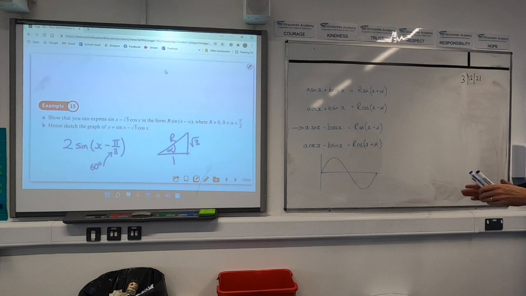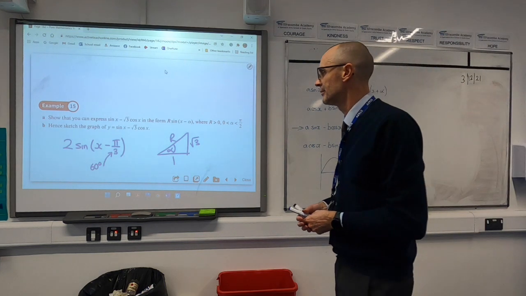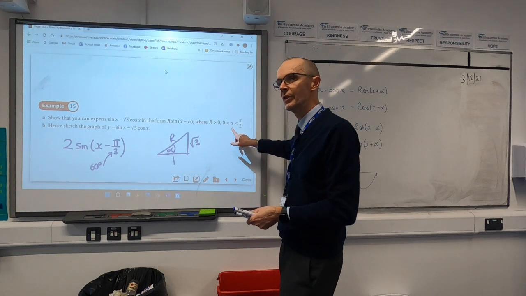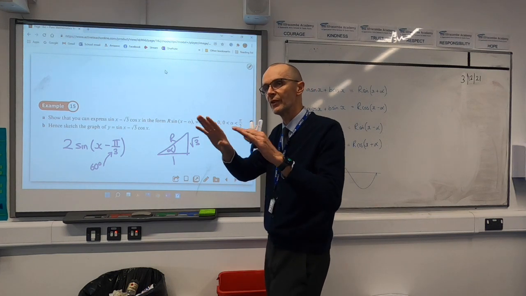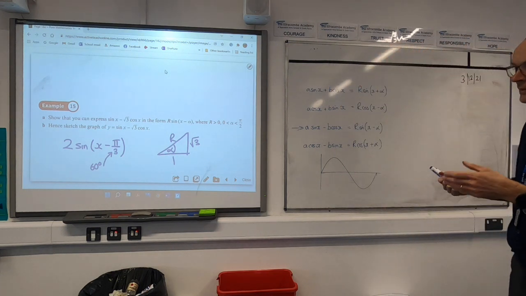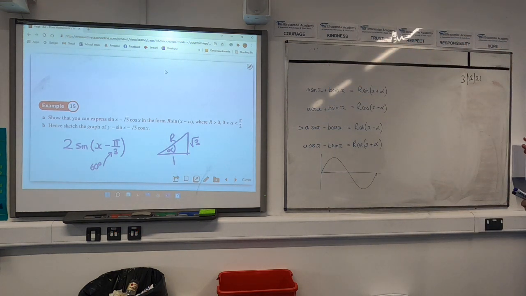So I've worked out my R and my alpha. It's always between 0 and 90 or 0 and pi over 2. So I'm not going to worry about finding other solutions. It's just always that. I note that that's 60 degrees.